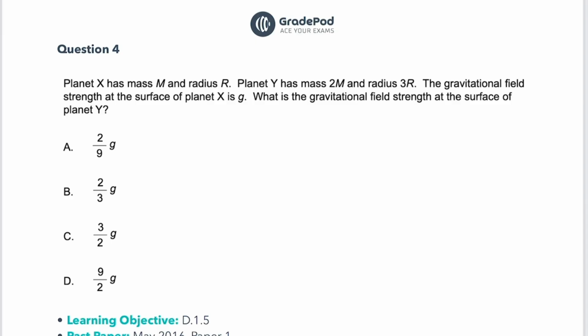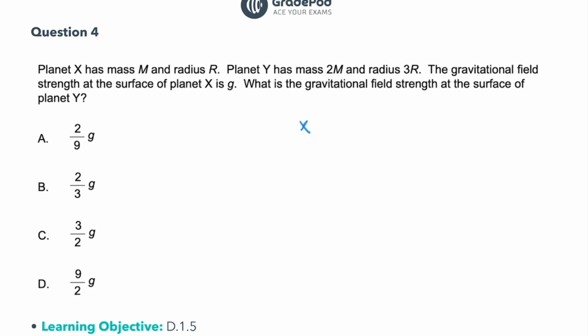Question 4. Planet X has mass m and radius r. Planet Y has mass 2m and radius 3r. That's just a jumble of numbers, so let's draw a little diagram. Planet X has mass m and radius r. Planet Y has mass 2m and radius 3r.